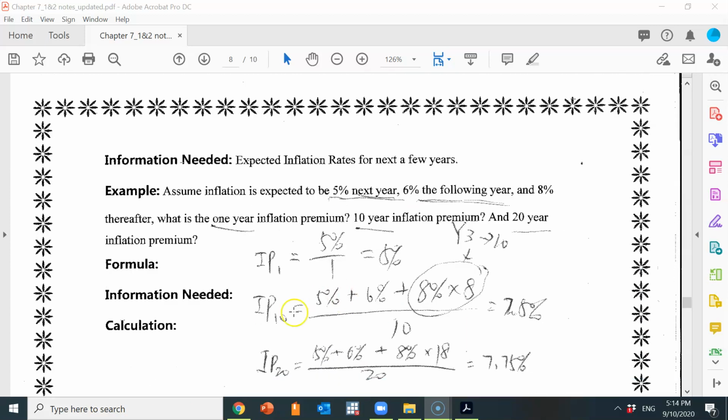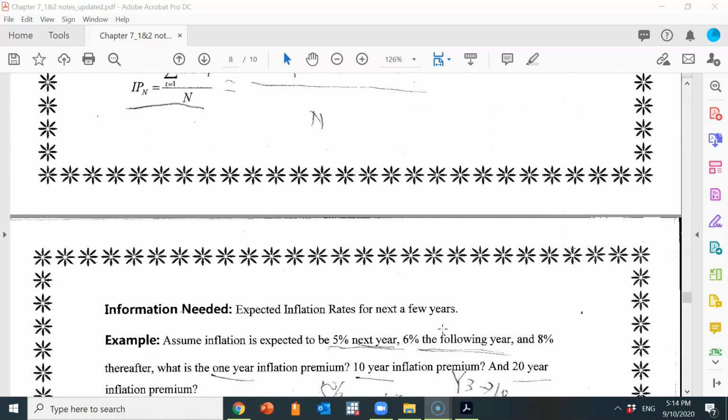That is the expected inflation over the next few years. So let's not look at the solutions now. Please try to look at this example and solve for the average inflation rates as the inflation premium. Assume inflation rate is expected to be 5% next year, 6% the following year, and 8% thereafter. What is the 1-year inflation premium, 10-year inflation premium, and 20-year inflation premium?